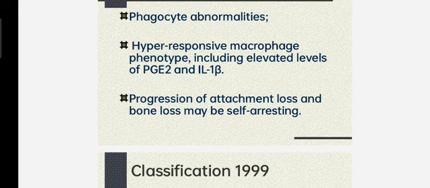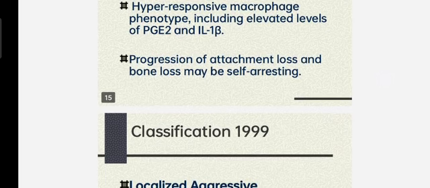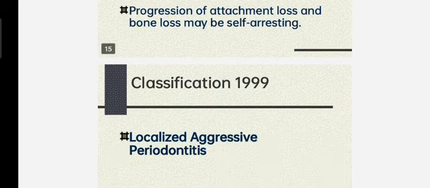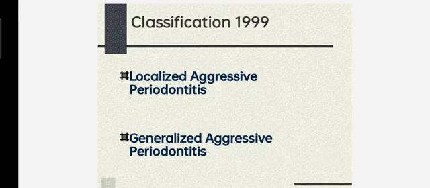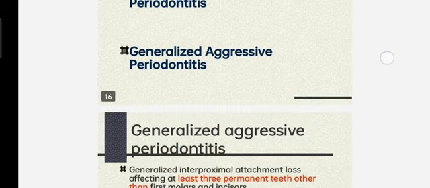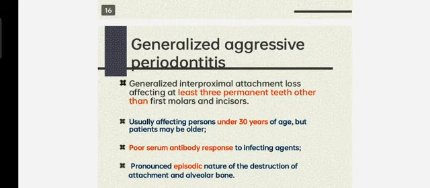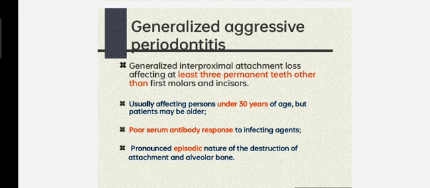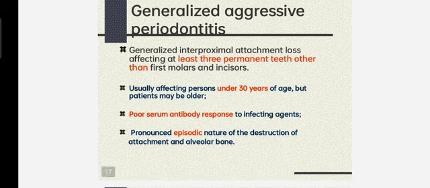Progression of attachment loss and bone loss may be self-arresting. The disease might be self-arresting. We'll see later on why the disease is self-arresting. Classification in 1999: it is classified as localized aggressive and generalized aggressive periodontitis. In generalized aggressive periodontitis, at least 3 permanent teeth other than first molars and incisors are also involved. Usually affecting persons under 30 years of age, but the patient might be older.